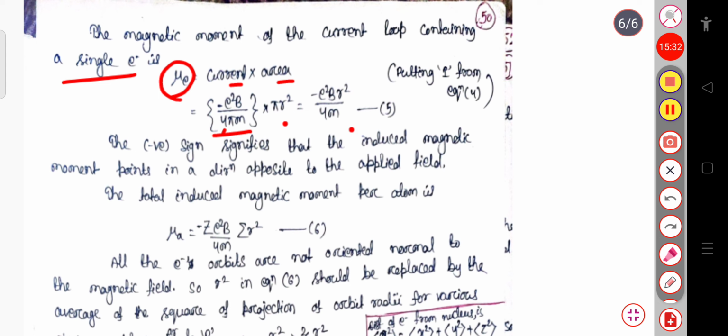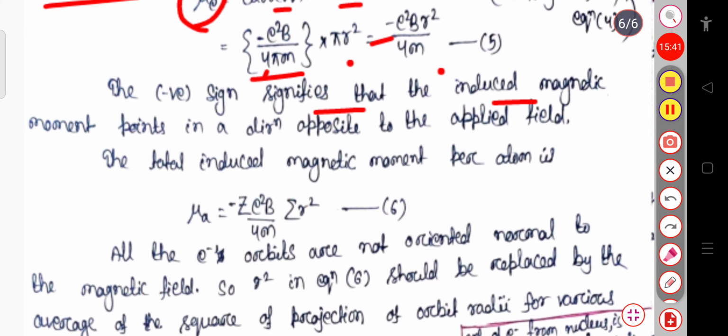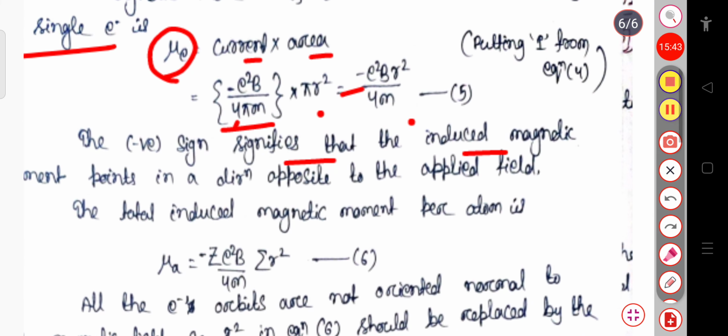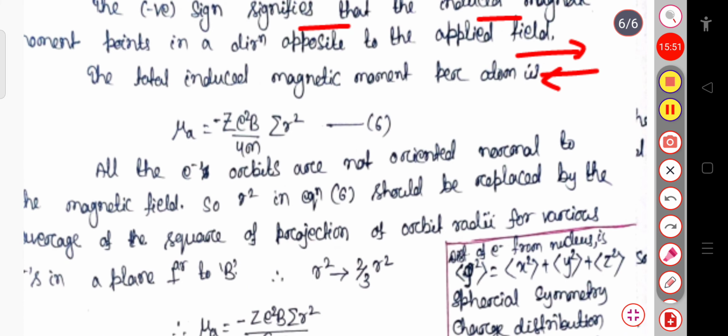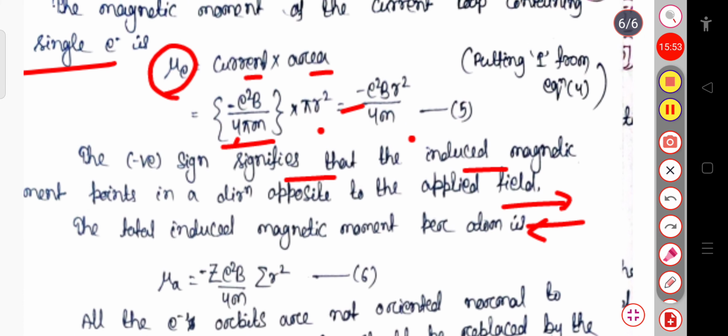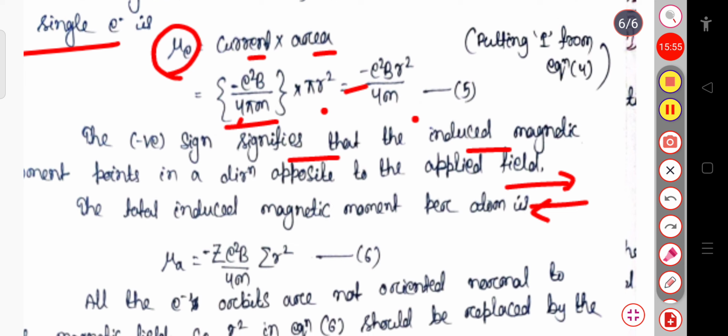And here this negative sign signifies that the induced magnetic moment points in a direction opposite to that of the field. That is, if the field is originally in this direction, then now this will become just opposite to that. Now the total induced magnetic moment per atom, if we consider the total atom, will be equal to minus Z square B divided by 4m sum of r square.